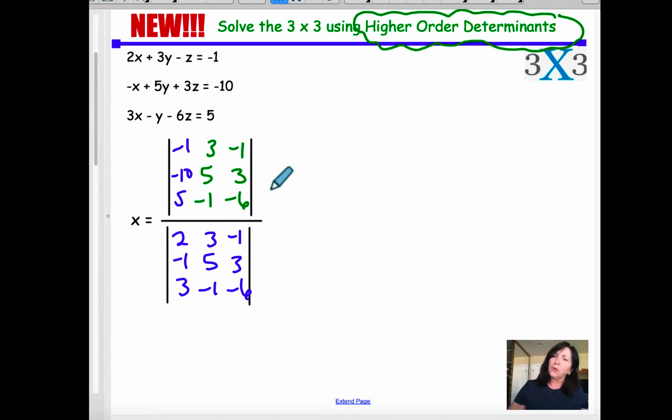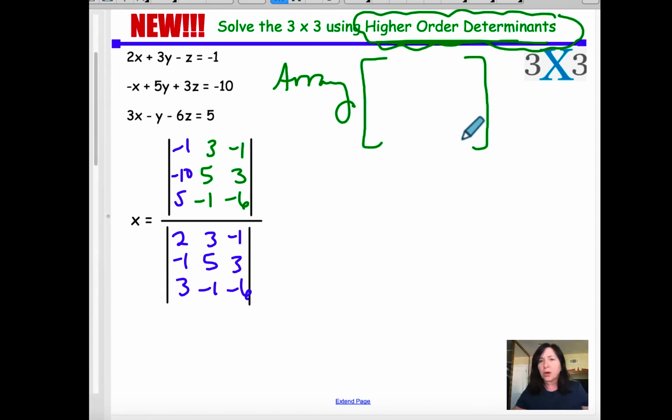Now, the rule for using higher order determinants is that you need to use something called an array. An array is sort of like a rule book, but it's a rule book for matrices in that I'm changing these matrices to determinants. And in doing that, I'm actually changing the values of my coefficients based on their location. So this is the same. That stays the same, opposite, same, opposite, same, opposite, same, opposite, same.